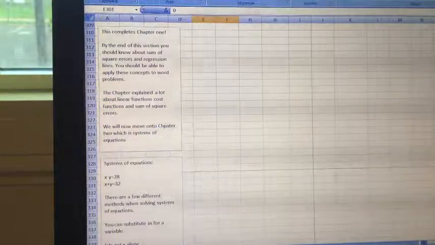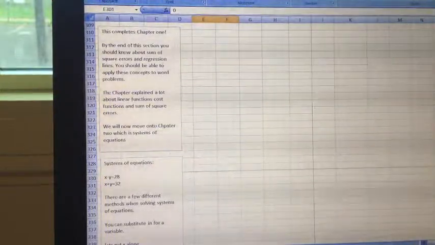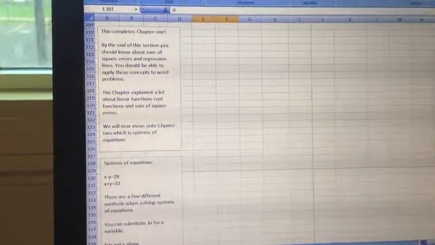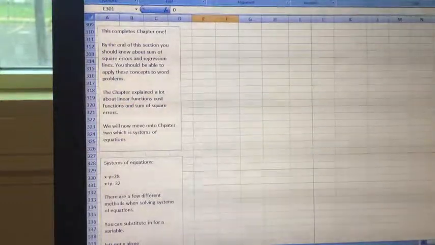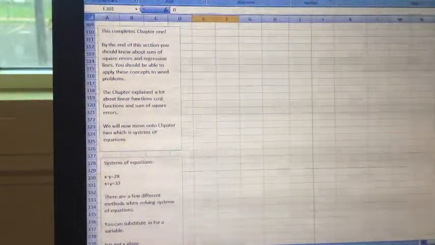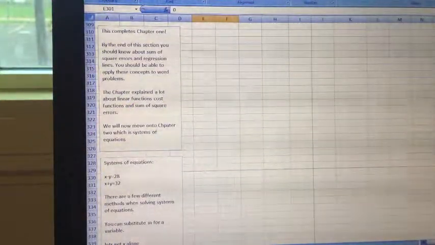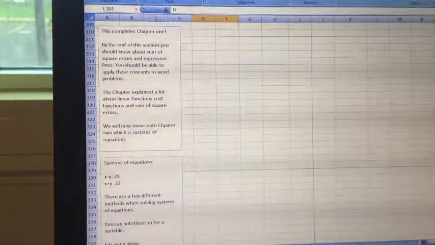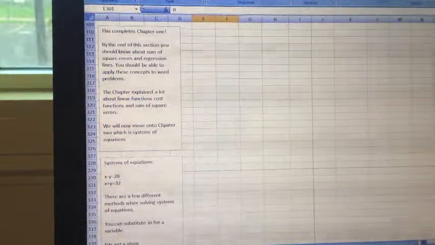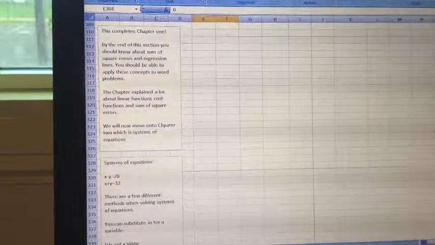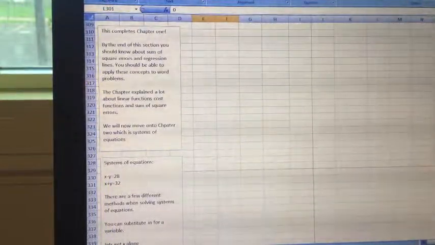We are now finished with Chapter 1, Section 4. By the end of this section, you should know about sum of square errors, and you should know how to get a regression line using Excel. You should also be able to apply these concepts to word problems and real-life situations. So now we have finished Chapter 1.